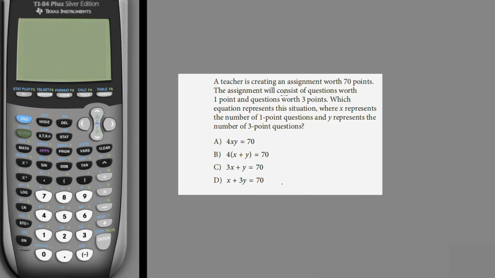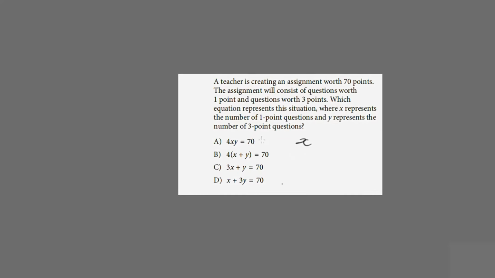So guys, looking at this question, I don't think we need a calculator to solve it faster. What you need here is to interpret this question correctly and you'll be good to go. So let's interpret it together. From the question, each 1 point question is worth x points, whereas each 3 point question is worth 3y points. So the total will now be added: x plus 3y equals 70 points, and that will be the answer.